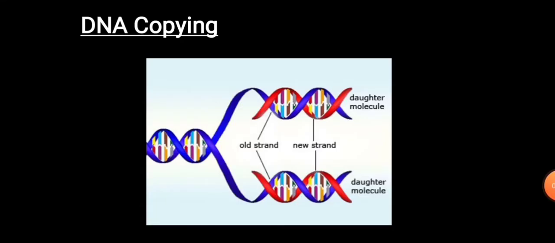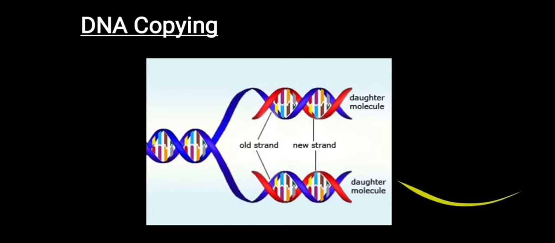This is a picture depicting DNA copy. In this picture we can see a pre-existing DNA gives rise to two daughter DNAs. We can see new strands have been produced from the pre-existing strands. And these new daughter DNAs have to be separated from each other.